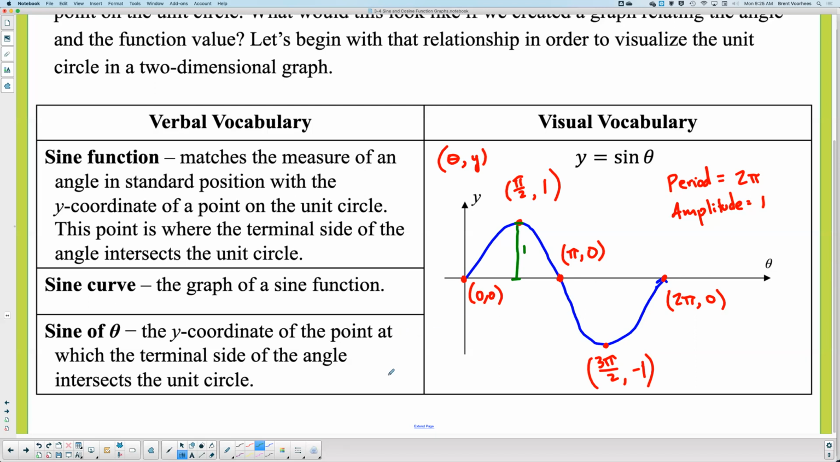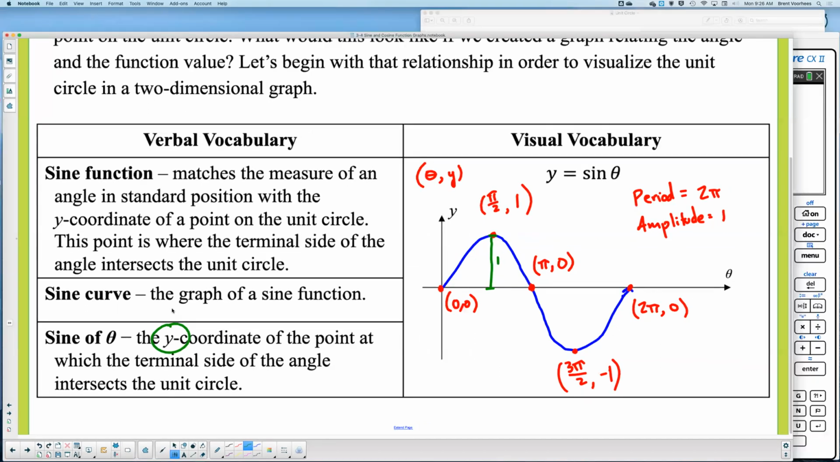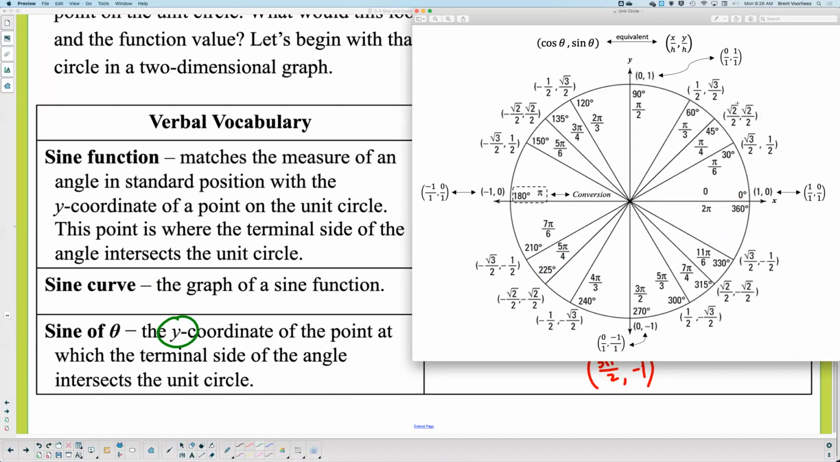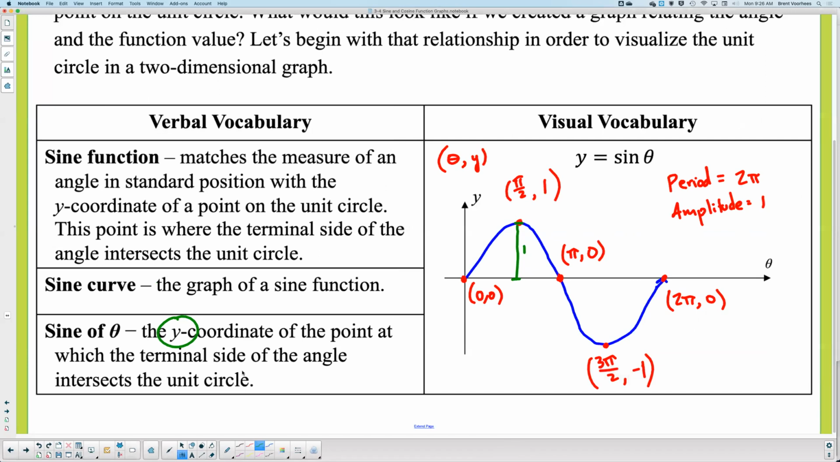The sine of theta, like it says here, is the y coordinate. When we look at the unit circle, let me show you a picture of the unit circle. When we look at this unit circle here, the sine is always the y variable. So as you look at a unit circle, sine is represented by the y value on the unit circle. So that's what that's telling you there.